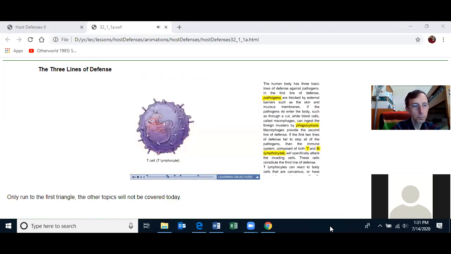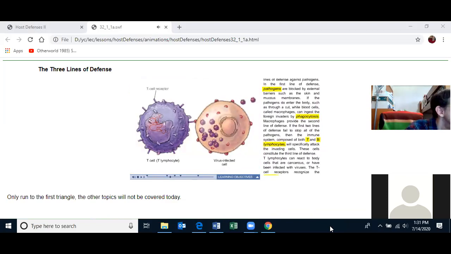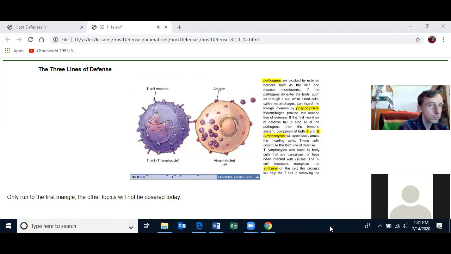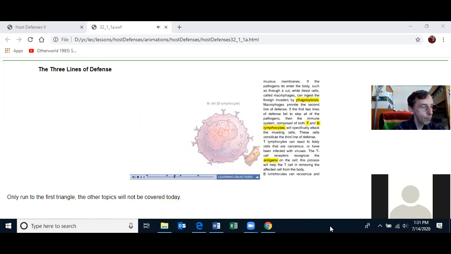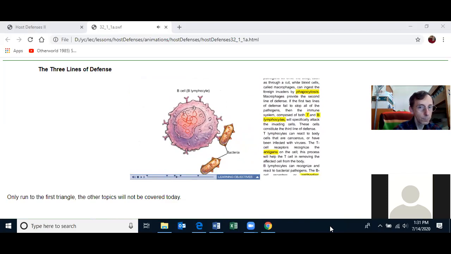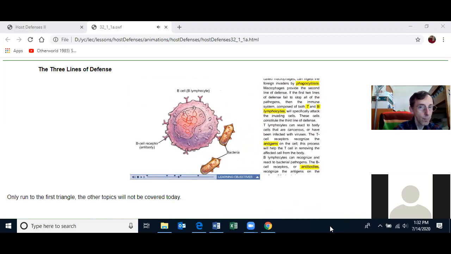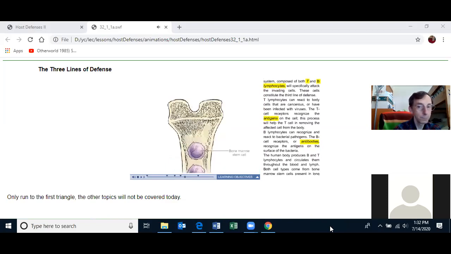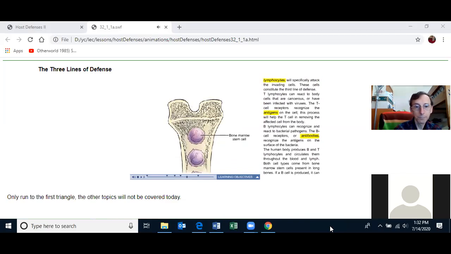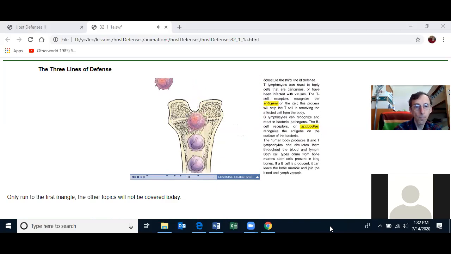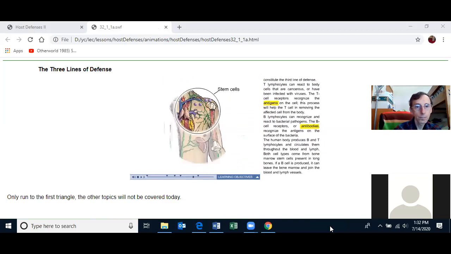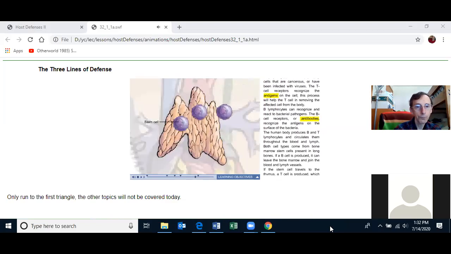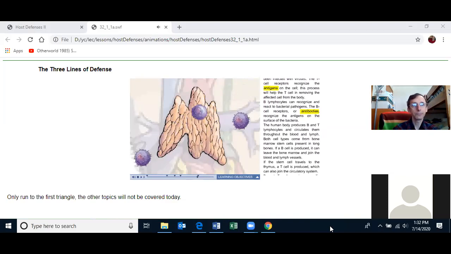T lymphocytes can react to body cells that are cancerous or have been infected with viruses. The T cell receptors recognize the antigens on the cell. This process will help the T cell in removing the affected cell from the body. B lymphocytes can recognize and react to bacterial pathogens. The B cell receptors, or antibodies, recognize the antigens on the surface of the bacteria. The human body produces B and T lymphocytes and circulates them throughout the blood and lymph. Both cell types come from bone marrow stem cells present in long bones. If a B cell is produced, it can leave the bone marrow and join the blood and lymph vessels. If the stem cell travels to the thymus, a T cell is produced, which can also join the circulatory system.